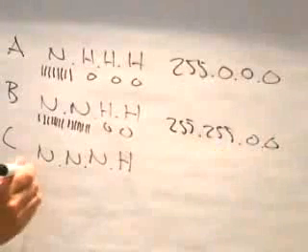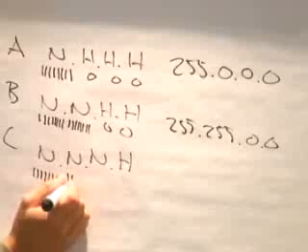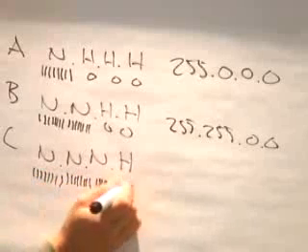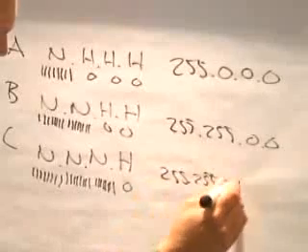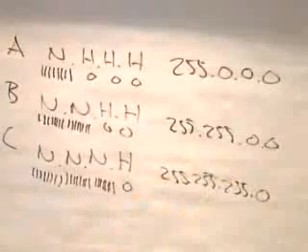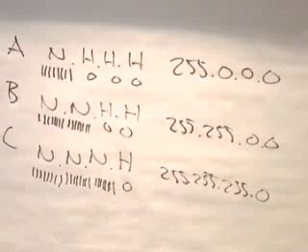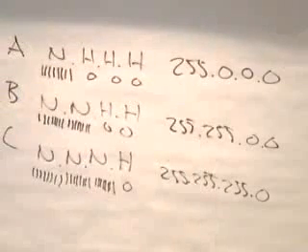Same thing with class C. It's 255.255.255.0. That's the natural mask for a class C network, the mask that class C networks had before we even had masks. This is very long. It's a long way to write.